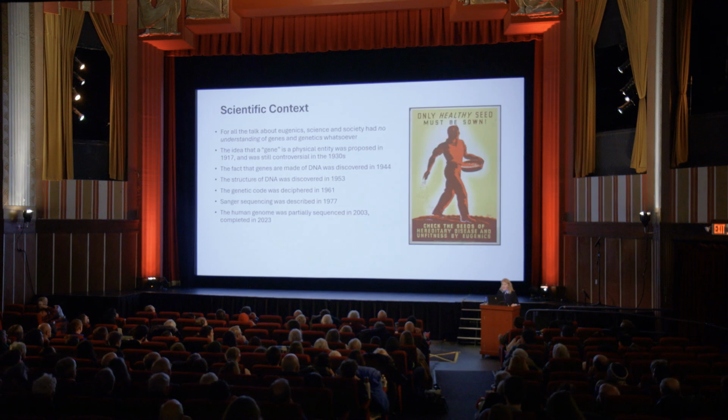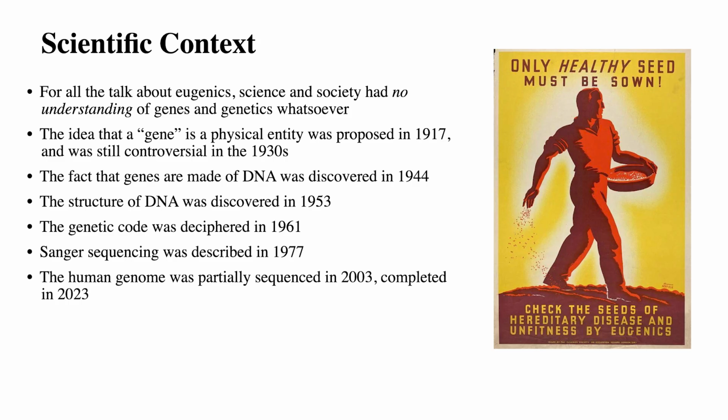What is shocking to me was that for all this talk about eugenics, science and society at the turn of the century had no understanding of genes and genetics whatsoever. The idea of a gene, this physical entity, was proposed in 1917 and still controversial in the 1930s. The question was: is DNA the genetic, the heritable material, or is it a protein? Very huge discussions. The fact that genes were made of DNA was discovered in 1944.